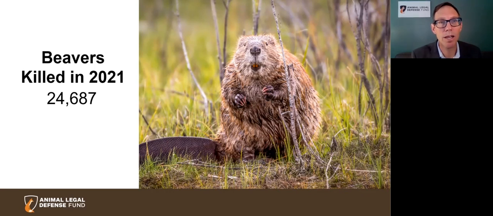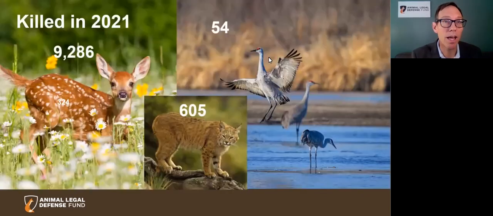Next up, we're going to talk about deer and bobcats. You can see that over 9,000 white-tailed deer were killed last year, 54 sandhill cranes, and 605 bobcats. What about cormorants?